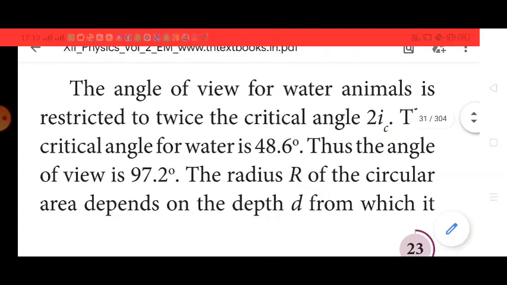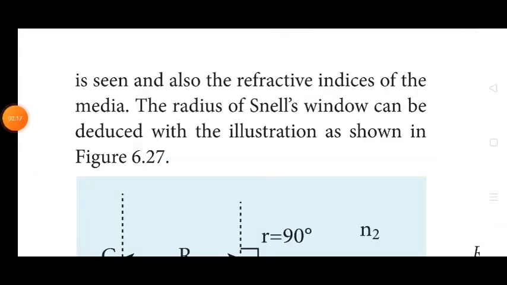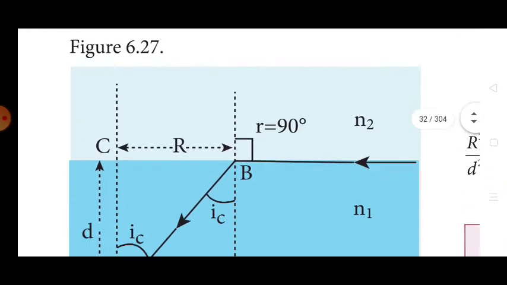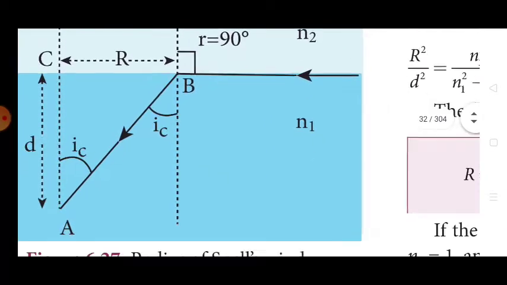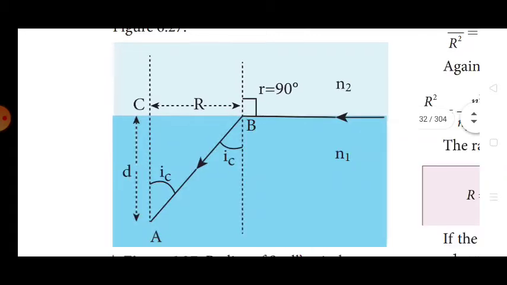The radius r of the circular area depends on the depth d from which it is seen and also on the refractive indices of the media. The radius of Snell's window can be deduced with illustration. The diagram is given clearly. See the diagram. So, we are going to learn thoroughly about Snell's window with the help of this diagram.